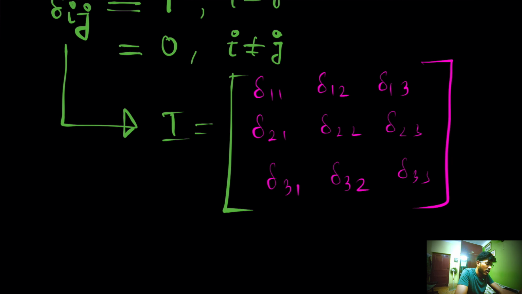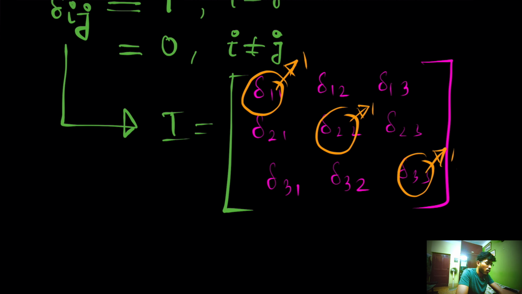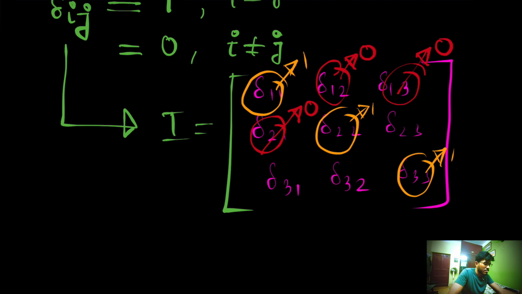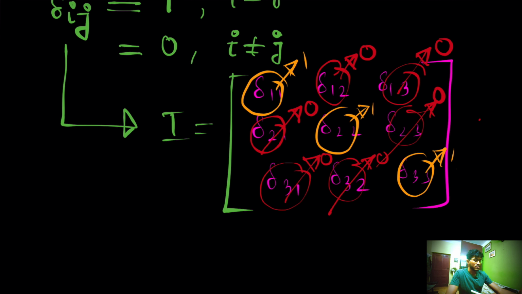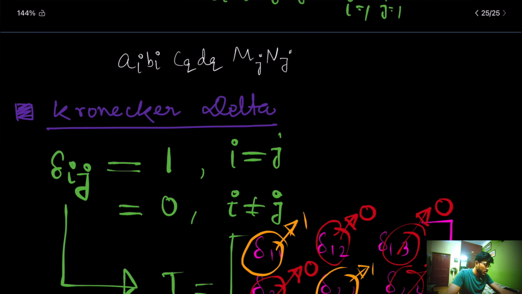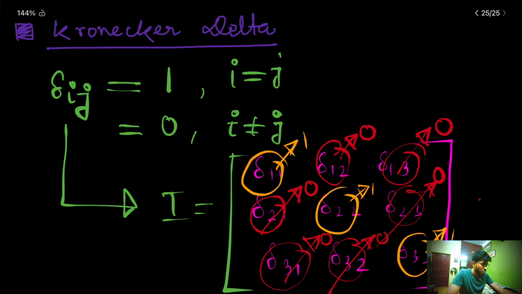So only the diagonal terms have the value of 1, all other terms have the value of 0. So it is nothing but the second order identity matrix. Okay. So this was also very important.